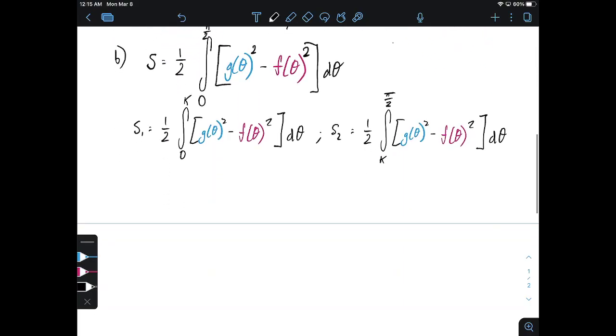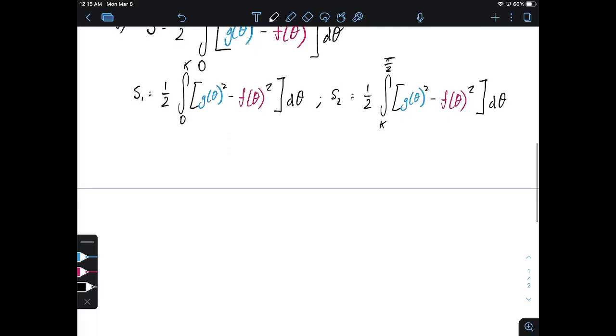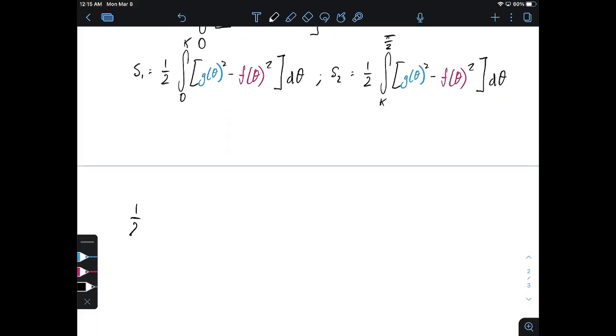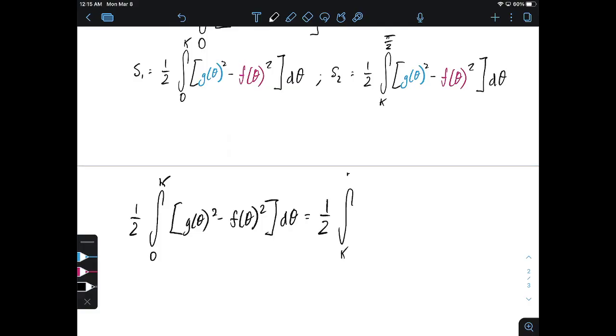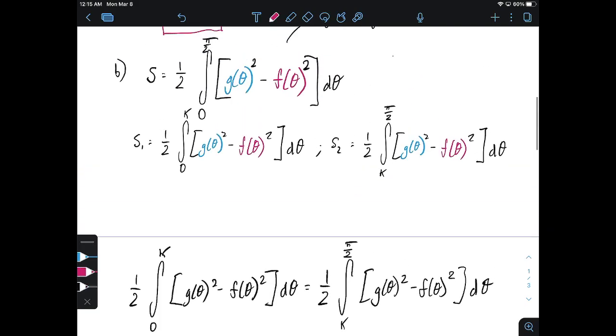Now we actually have to write the equation. So what we'll say is, let me make a little more room. 1/2 the integral from 0 to k of g of theta squared minus f of theta squared d theta is equal to 1/2 the integral from k to pi halves, and the same thing, g of theta squared minus f of theta squared d theta. And that is our answer. I don't want to box that up, but that's the answer.